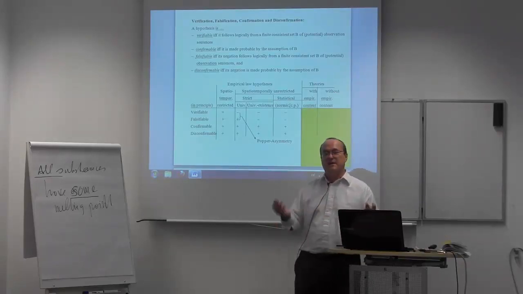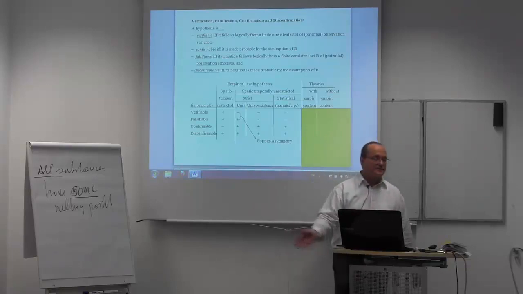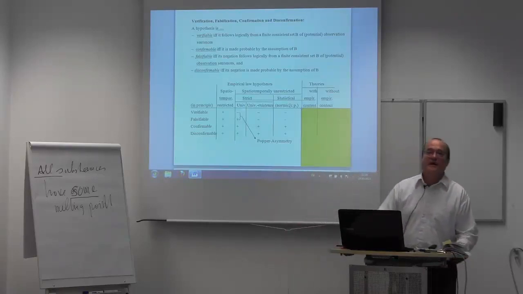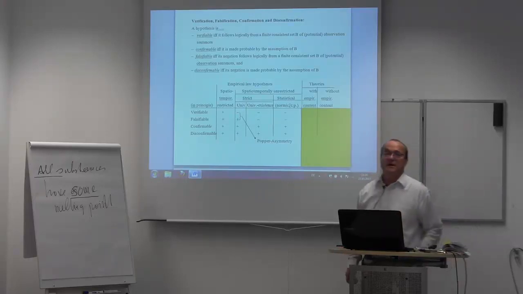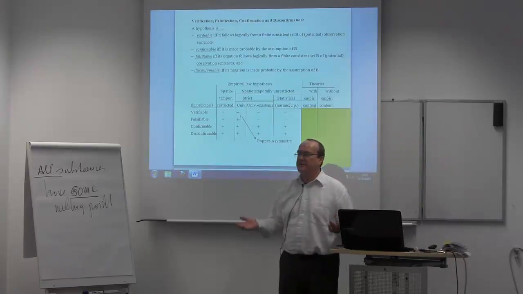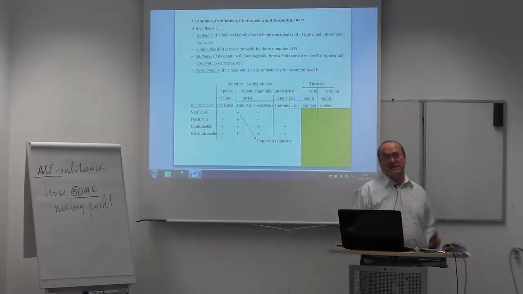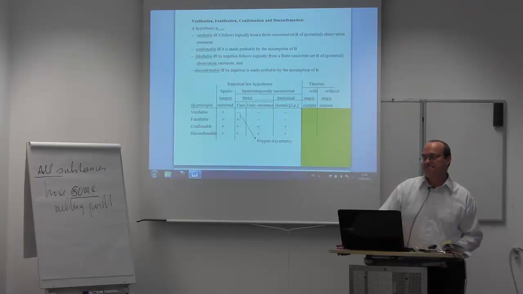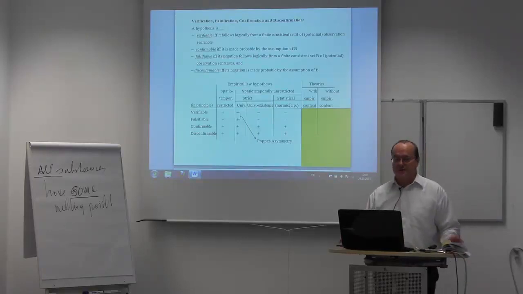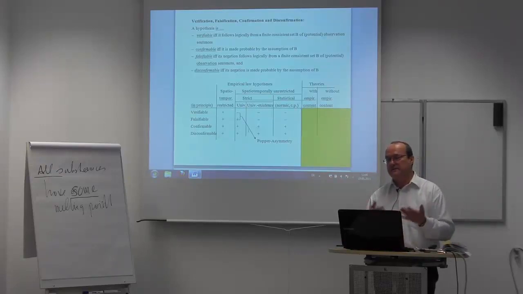So for instance, if I say, well, 80% of all Italian people are brown-eyed, and I draw a random sample of Italian people, and I find that only 50% of them are brown-eyed, then the hypothesis, depending on the size of the sample, is made improbable by that. It's disconfirmed, as we say. And if the sample frequency coincides with the predicted frequency of the hypothesis, it's confirmed. So they are confirmable and disconfirmable.